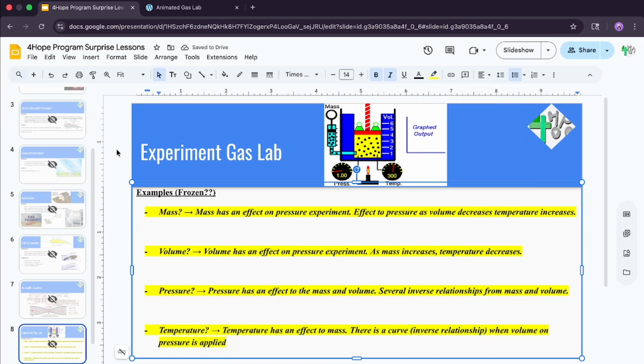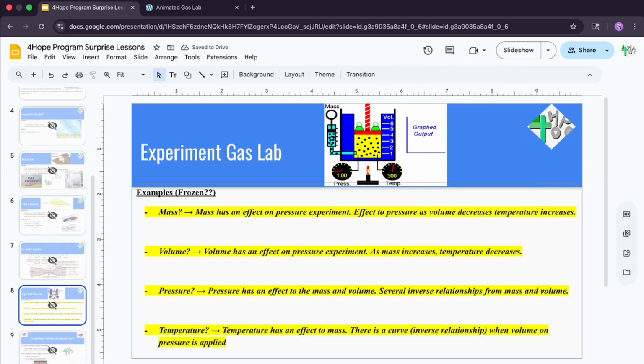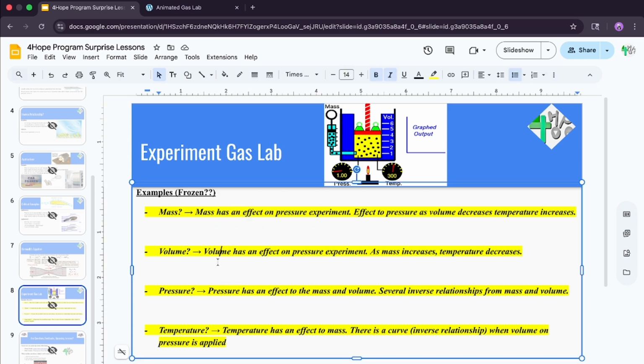So yeah, this is a good experiment, and these are some claims that we can make here. So we can see that mass has an effect on pressure. Volume has an effect on pressure as well. Pressure itself, if you freeze that, has an effect on mass and volume. And temperature has an effect on mass.